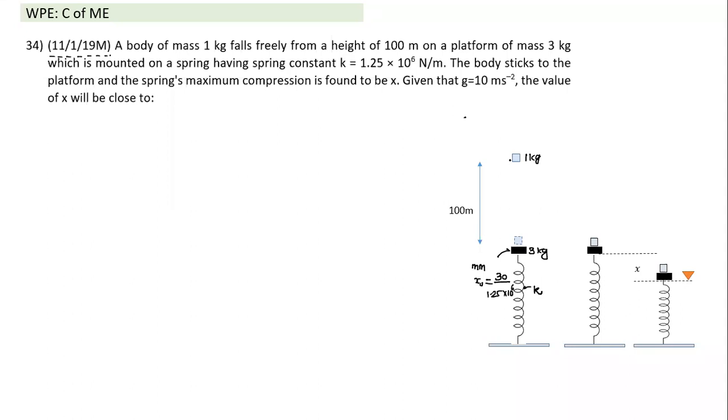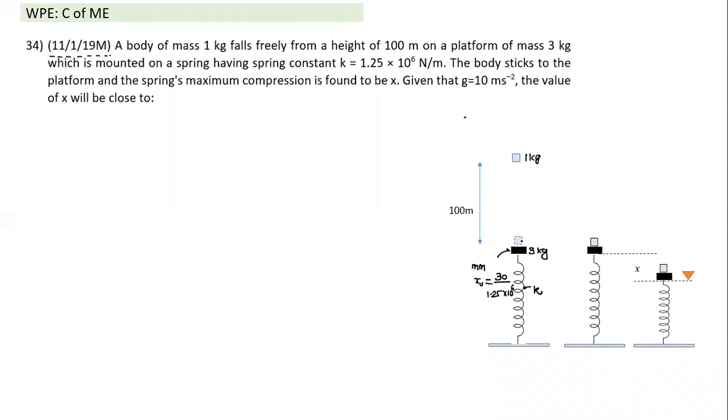And it falls from a height of 100 meters. So this is what happened in the first stage. Let's read through: it falls 100 meters, and its body sticks to the platform. So the collision here, which I have taken in this chapter, is an inelastic collision, and an inelastic collision is a very simple thing. They'll stick together, so momentum will remain conserved.